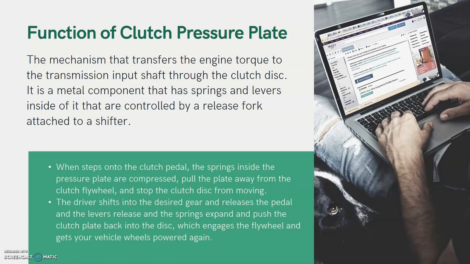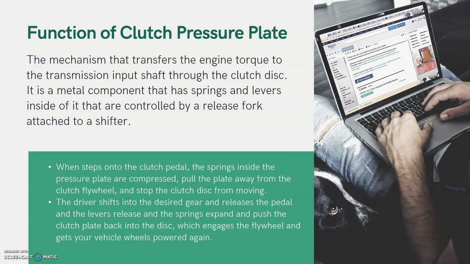Okay, for the next question, function of the clutch pressure plate. The clutch pressure plate is the mechanism that transfers the engine torque to the transmission input shaft through the clutch disc. It is a metal component that has springs and levers inside of it that are controlled by a release fork attached to a shifter.